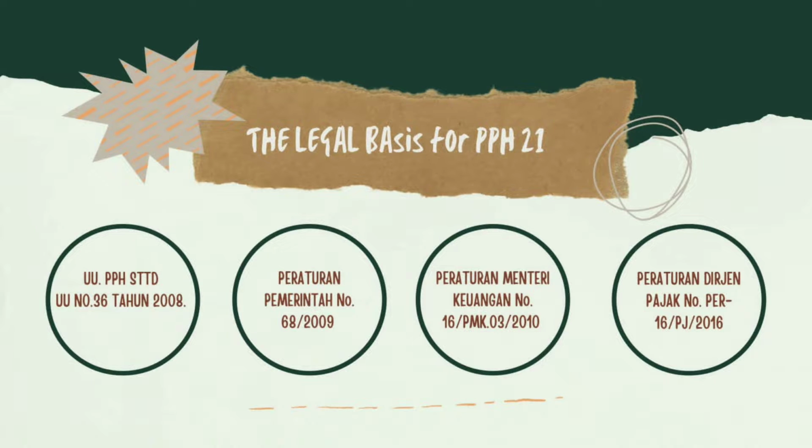And the second is the Government Regulation Number 68, year 2009, on the income tax rate Article 21 on income in the form of severance pay, pension benefits, old age benefits, and old age security which are paid at one time. And the third is the Regulation of the Minister of Finance number 16 PMK 3 year 2010 concerning the procedure for withholding income tax Article 21 on income in the form of severance pay, pension benefits, old age allowance, and old age security which are paid at once.